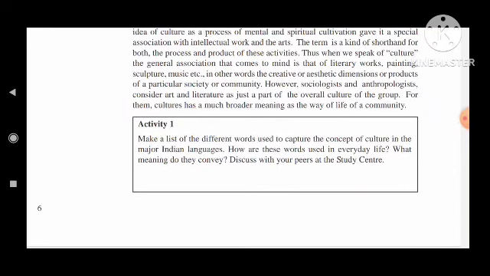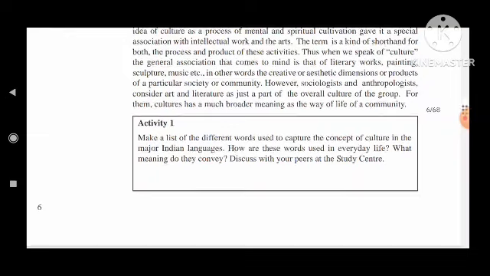However, sociologists and anthropologists consider art and literature as just a part of the overall culture of the group. For them, culture has a much broader meaning as the way of life of a community. Make a list of the different words used to capture the concept of culture in the major Indian languages. How are these words used in everyday life? What meaning do they convey? Discuss with your peers at the study center.